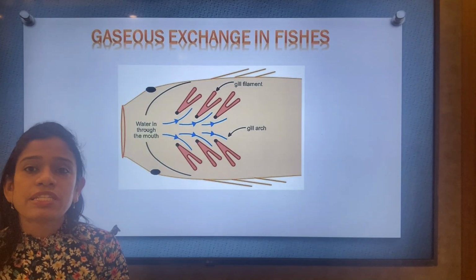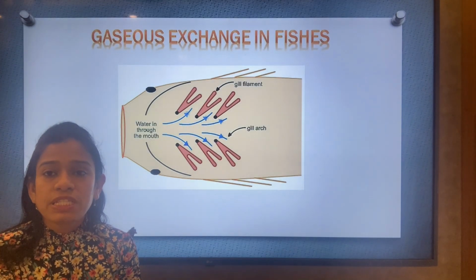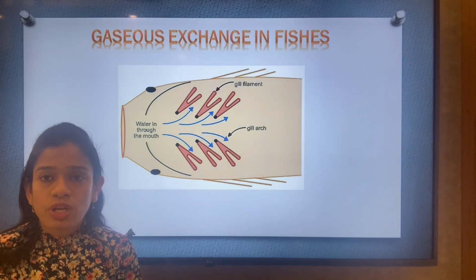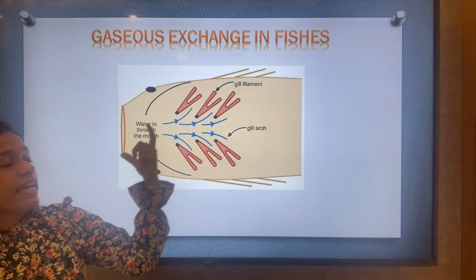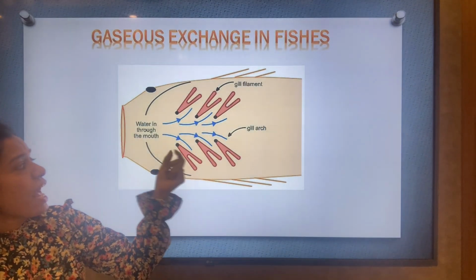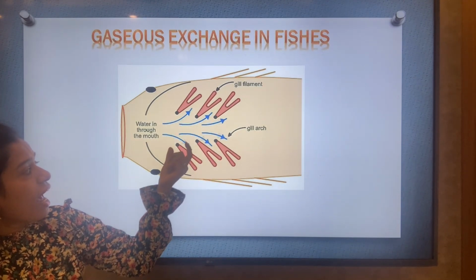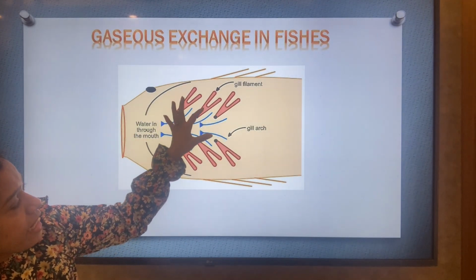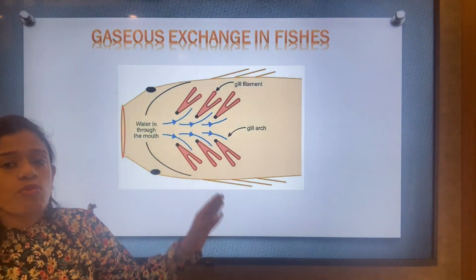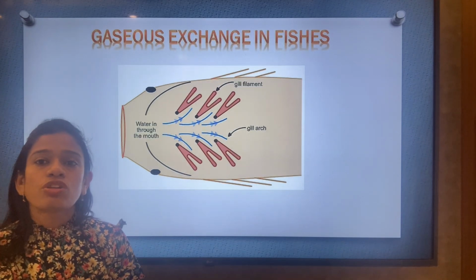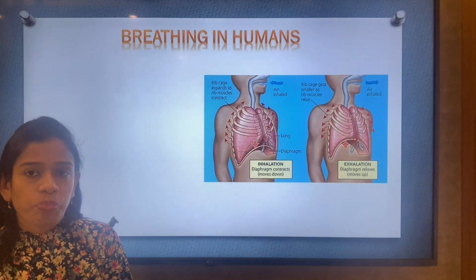Exchange that takes place in the fishes. Now this gaseous exchange happens in the water. The water contains oxygen, which is taken up by the gills of the fishes. The water is taken in through the mouth and passes through the gills. The gills absorb the oxygen and the water is given out. So this is also a method followed in the process of respiration in fishes.